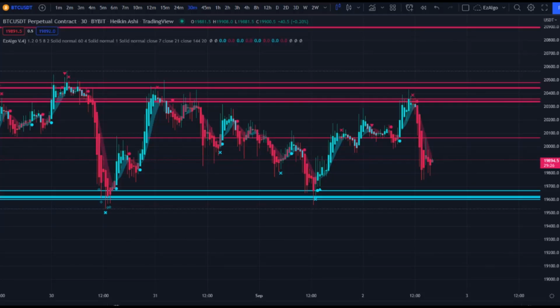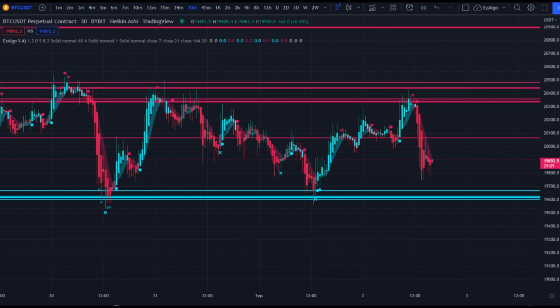So today I thought I'd make a video on my scalping setup, right? What are my inputs for EzAlgo when I'm scalping on the 5-minute time frame, let's say? So when you're scalping, first thing you want to do is make sure that price is coming to a level on a higher time frame.